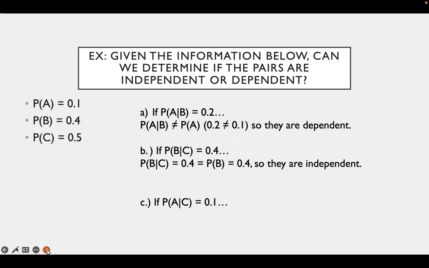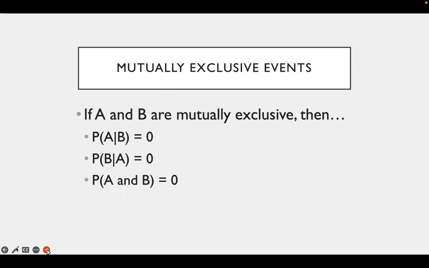And one more, let's look at A and C. So if the probability of A given C is 1/10, because A comes first and A given C, we're comparing to the probability of A, which is also 1/10. So because A given C and the probability of A are both 1/10, A and C are independent. Now, let's go to mutually exclusive events.